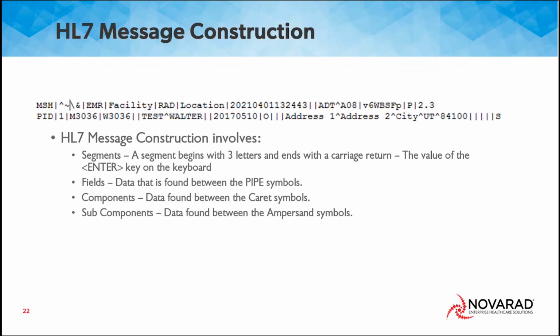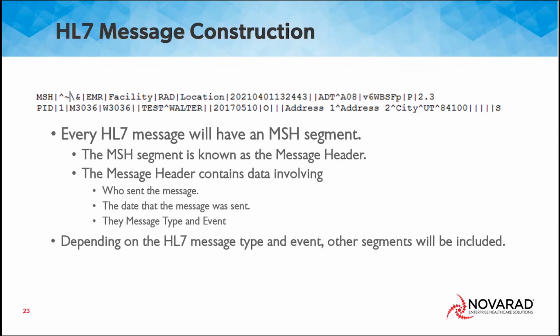So sorry, I kind of got sidetracked on that, but every HL7 message will have an MSH segment. So remember on the previous screen, I said every HL7 message has segments. Segments are defined with a three-letter mnemonic at the beginning of the segment, and then data is held within pipes within those segments. So the MSH segment is known as the message header, and it tells another vendor exactly what to do with the message that's being received.